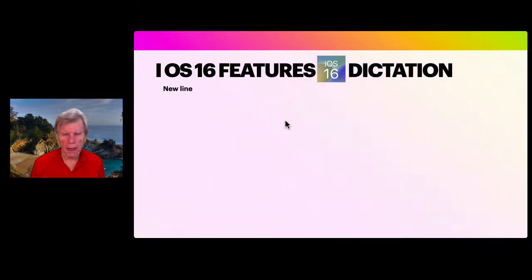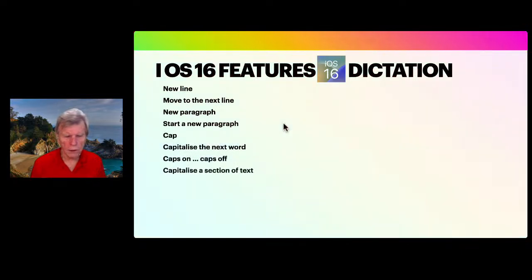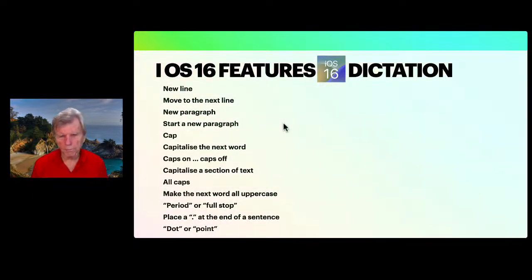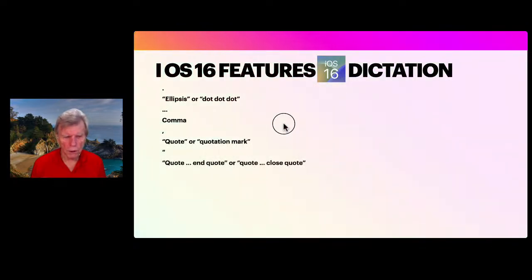So there's a lot of commands that you can say while you're dictating, and you can do things like new line, new paragraph, capitalize the next word, caps on, caps off, all caps, make the next word uppercase. You can say period or full stop. You can also say dot or point. And you can say ellipsis or dot, dot, dot, comma, quote or quotation mark.